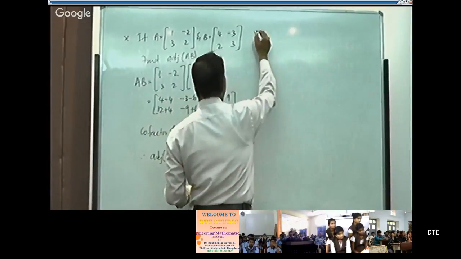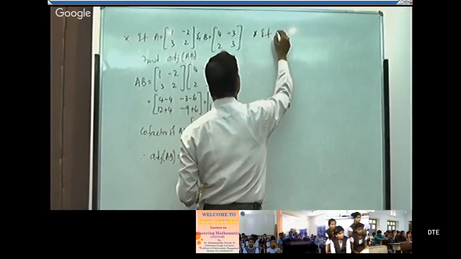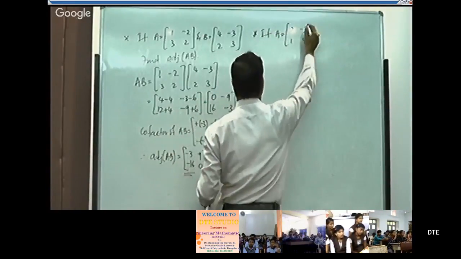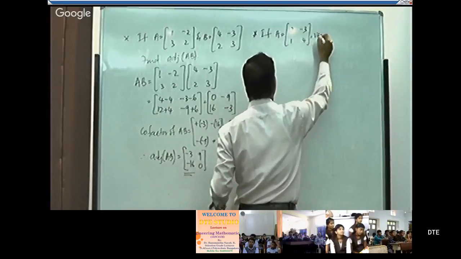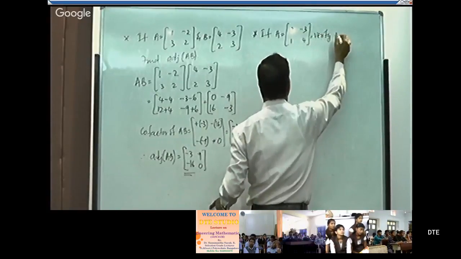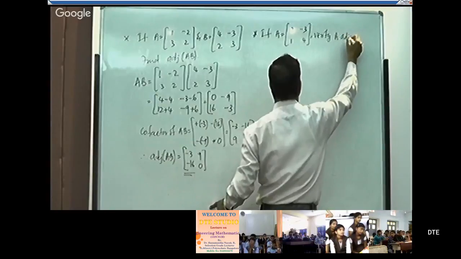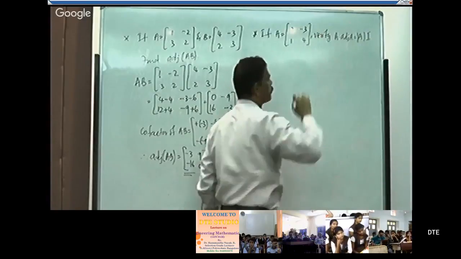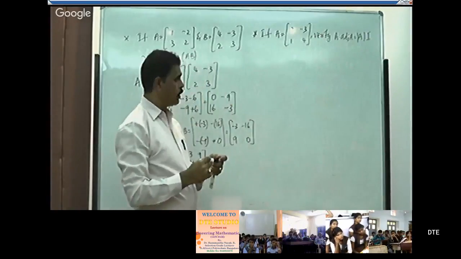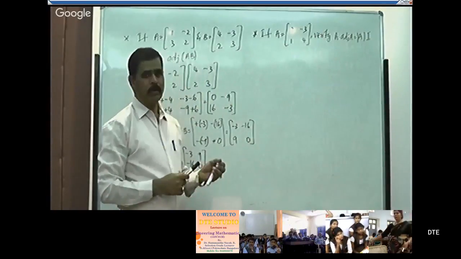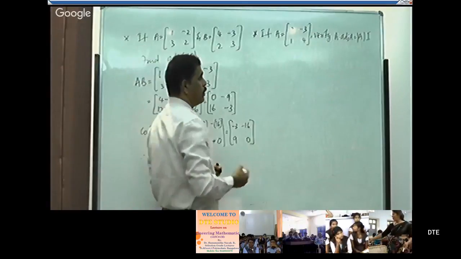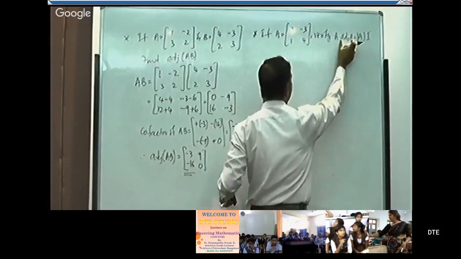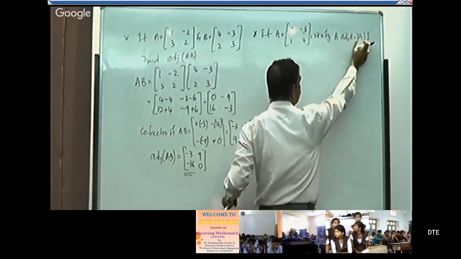Let us verify a property. If A is equal to 2 -3 1 4, verify A into adjoint A is equal to determinant A into I. It is a property. To verify this property, what are all the things I need? I need adjoint A, I need determinant A.